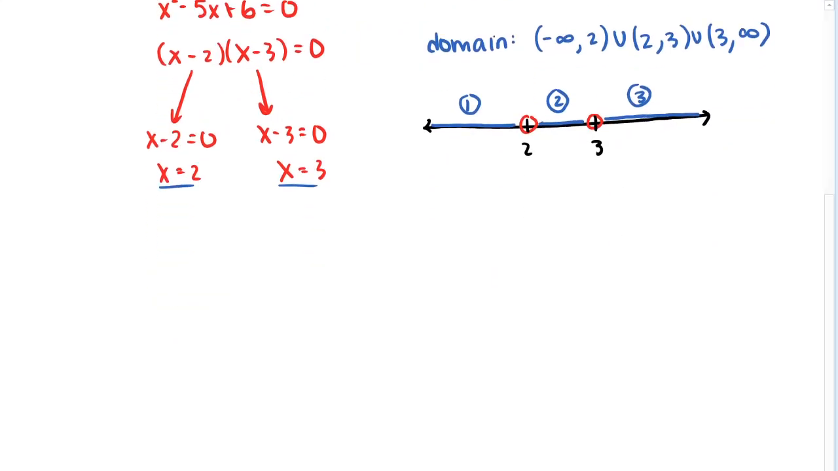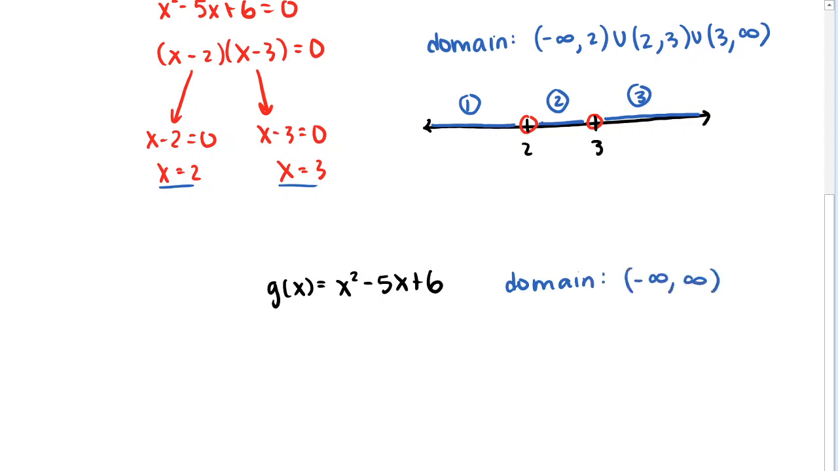Okay, so the next example was g of x is equal to x squared minus 5x plus 6. So what's the domain of this function? And actually the domain of this function is from negative infinity to positive infinity. It's all real numbers. Right? No matter what I plug in, I can square it. I can take 5 sets of that input away, and then I can add 6 on, and I can still get a reasonable output.